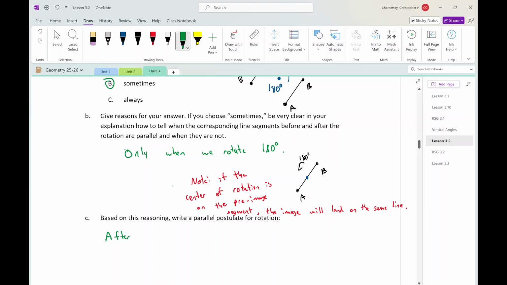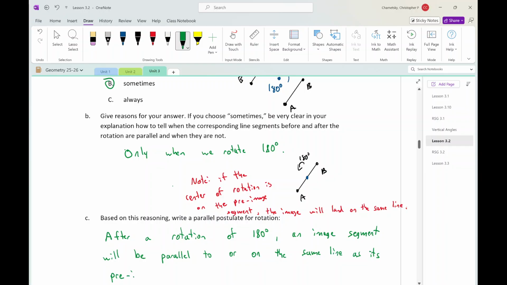After a rotation of 180 degrees, an image segment will be parallel to or on the same line as its pre-image. Okay.